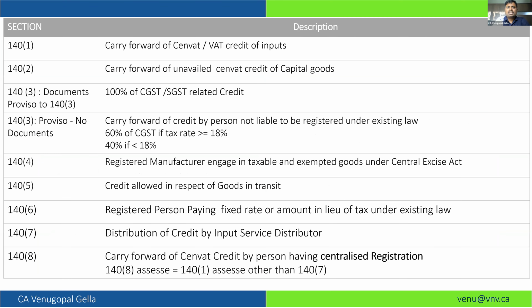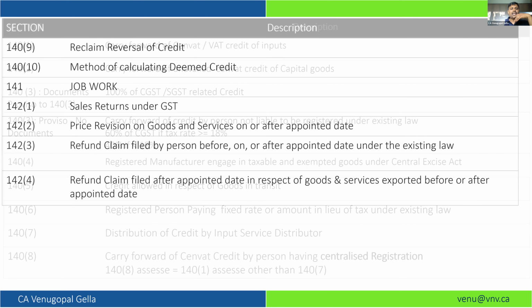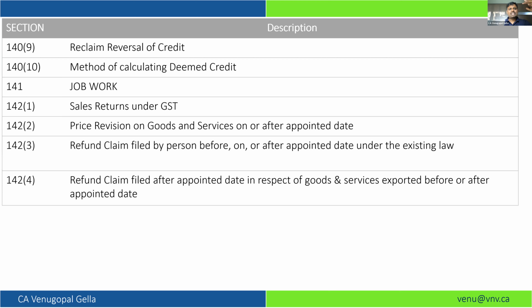There were various provisions under section 140. Section 141 was on CENVAT and VAT input, 142 was capital goods, and 143 wherever the documents were there, they said 100%. And in the proviso, where the documents were not there, meaning duty paying documents, they gave deemed credits. Likewise, we had various sections and subsections under section 140 to adjust the transition from different eras to the GST era.